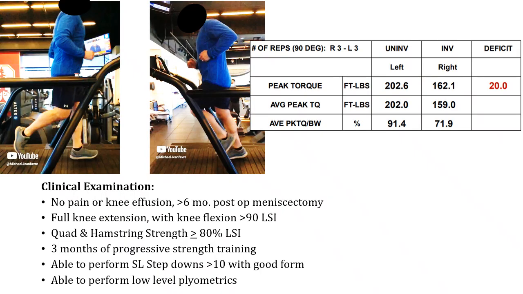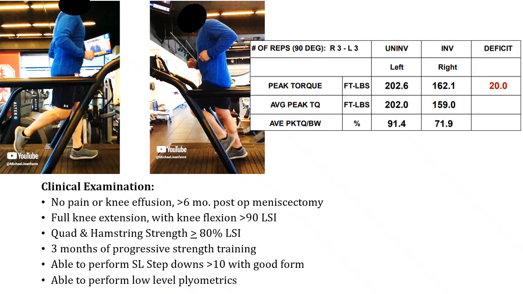3 months progressive strength training is what he has undergone. He's performed single leg step down greater than 10 repetitions with good form and able to perform low level plyos, which include jumping on the spot, double limb, single limb, side to side, double limb, single limb for multiple repetitions, and then also forward and backwards. Now, he's performed this twice a week for 2 weeks, so 4 sessions total without any repercussions.